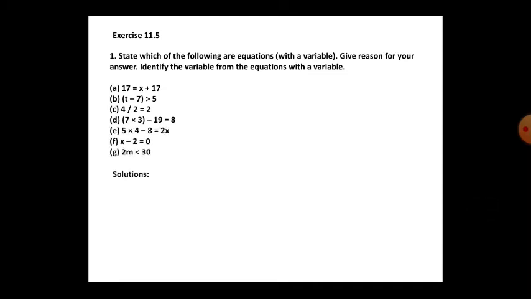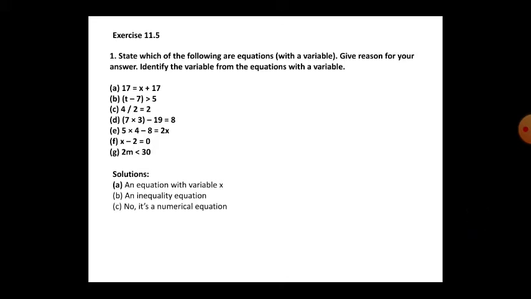See here in the A sum, whether they used the variable. Yes, they used a variable. Which variable? x. So an equation with variable x. And second sum, you can see t minus 7 is greater than 5. See here, greater than, less than, equal to, these are all comparing. So this comparing means it is an inequality.